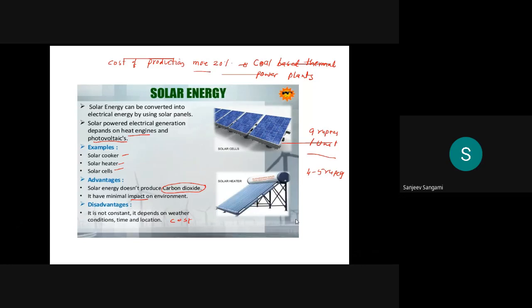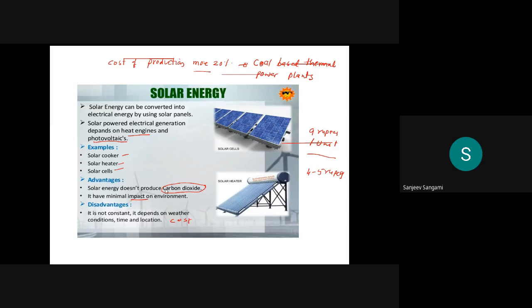In yesterday's class, we were discussing renewable energy sources and non-renewable energy sources. In that, we were discussing solar energy. Of course, this solar energy can be generated with photovoltaics. Some of the best examples of solar energy generation are the solar cooker, solar heater, and solar cells.